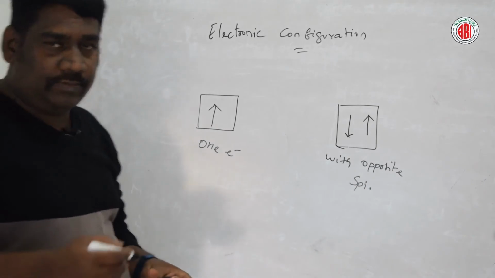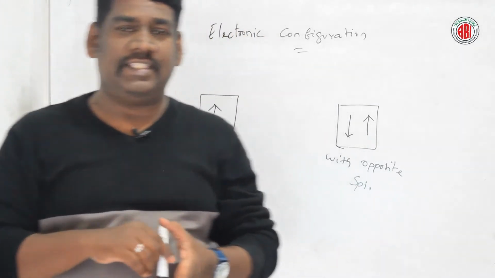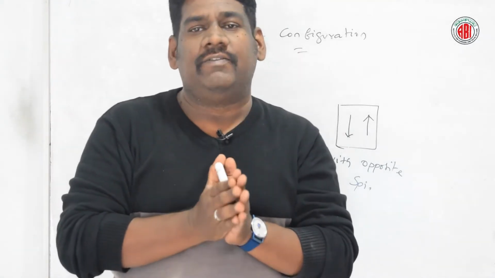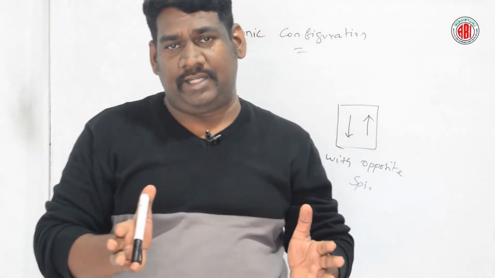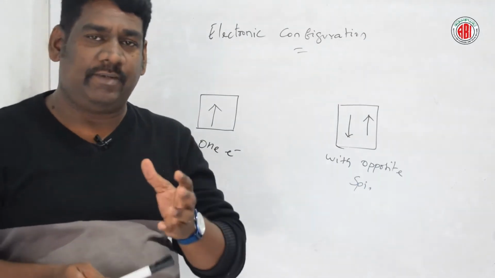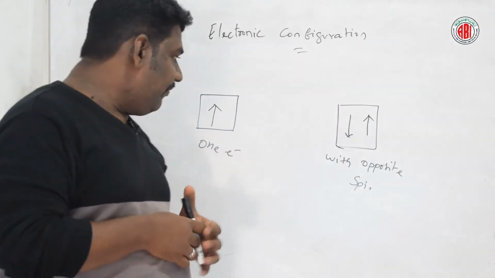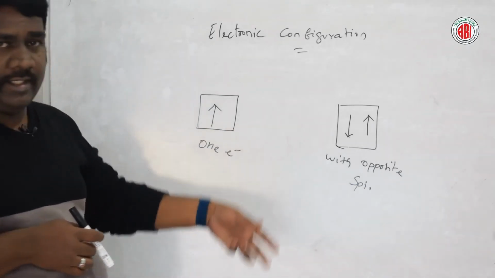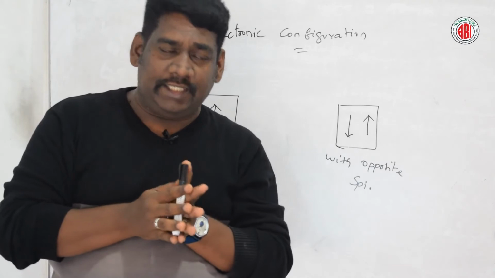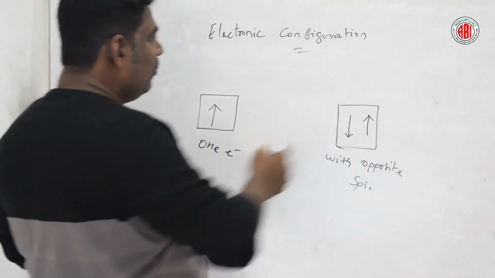So usually, this electronic configuration is based on what? The distribution of the number of electrons present in different orbitals. That is simply how we can explain it in the form of electronic configuration. Now, the filling of electrons in the orbitals requires certain principles, and the first principle we are going to discuss is the Aufbau principle.